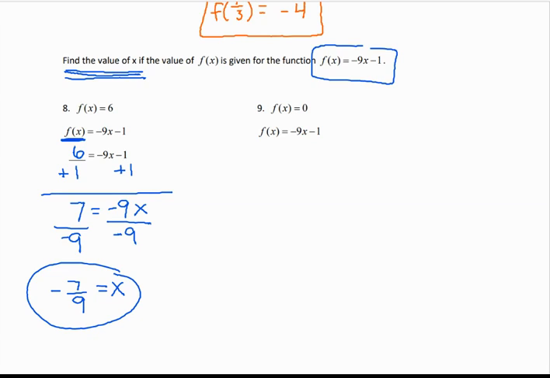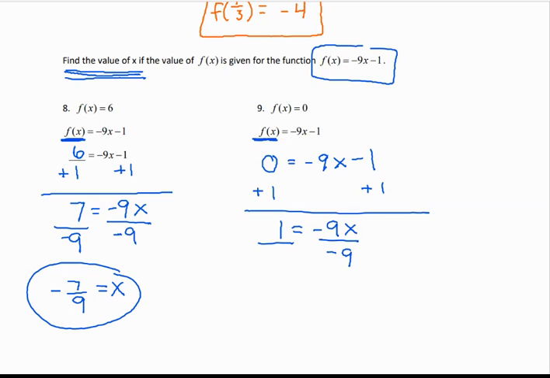So if we look at number 9, f of x is 0. That means this whole f of x, I'm not going to say f of 0. I'm going to put a 0 there. And I'm looking for x, so I leave x blank. And then this is what we've been working on so much again. How do I get x alone? We will add 1. And now divide. Again, we just get a fraction.